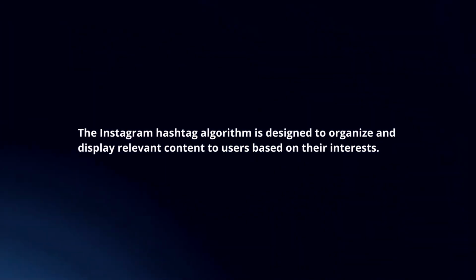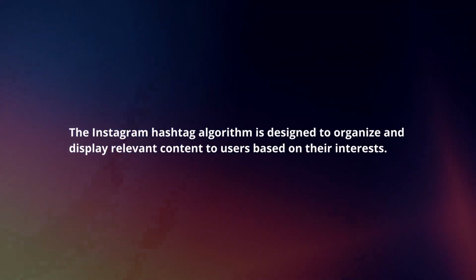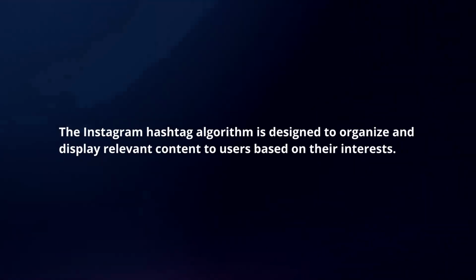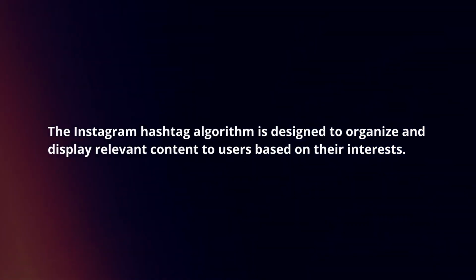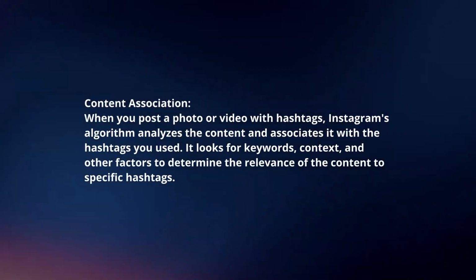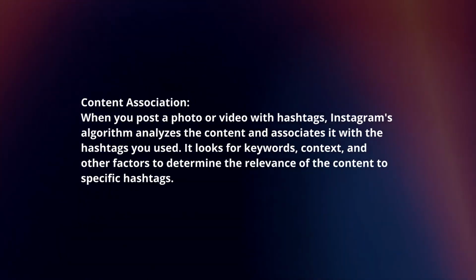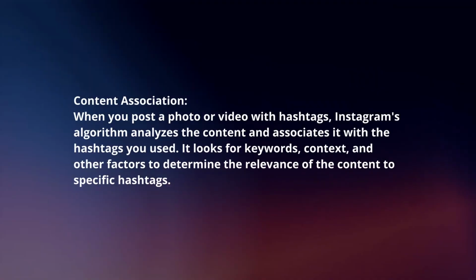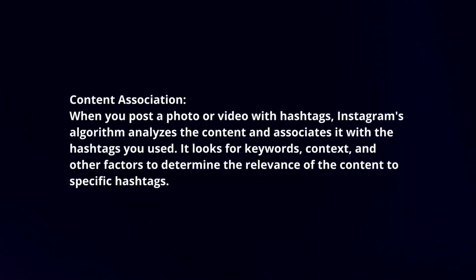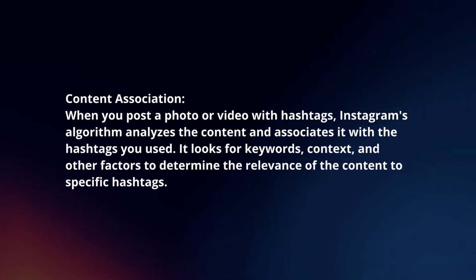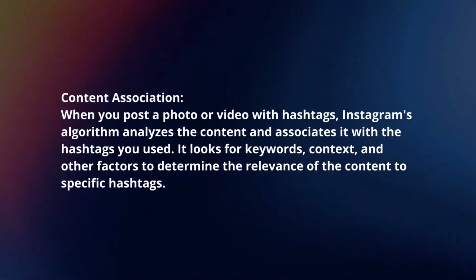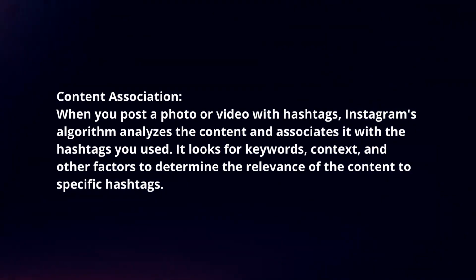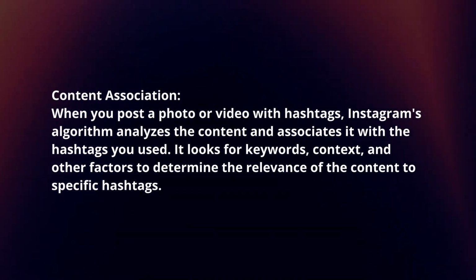The Instagram hashtag algorithm is designed to organize and display relevant content to users based on their interests. Here's how it works. Content association. When you post a photo or video with hashtags, Instagram's algorithm analyzes the content and associates it with the hashtags you used. It looks for keywords, context, and other factors to determine the relevance of the content to specific hashtags.